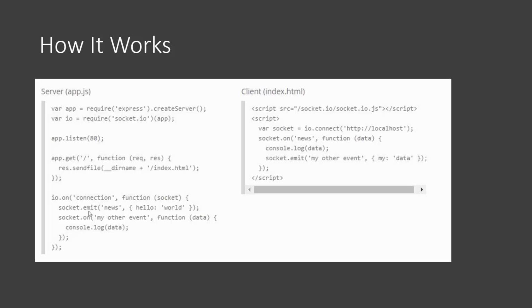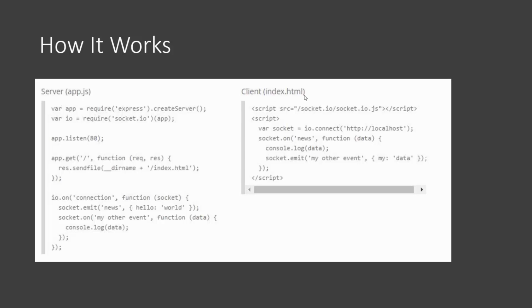And then we can basically take that, and we can emit certain events. For instance, we have news. Typically, you'd have something like send message or add user, something like that, and you can send data along in JSON format. All right, and then we have this socket.on my other event, which we can call from the client and then pass data along that way.